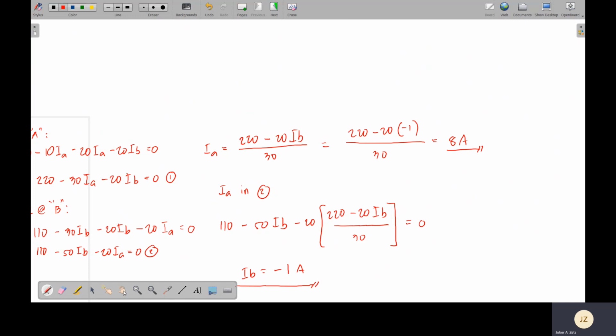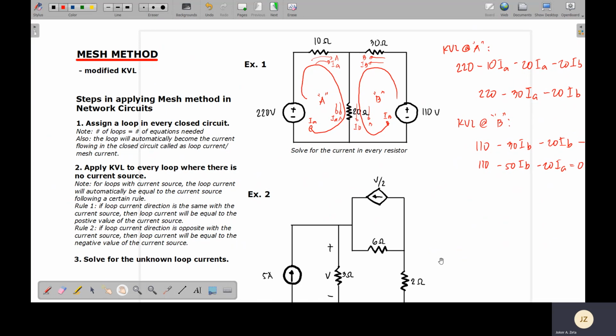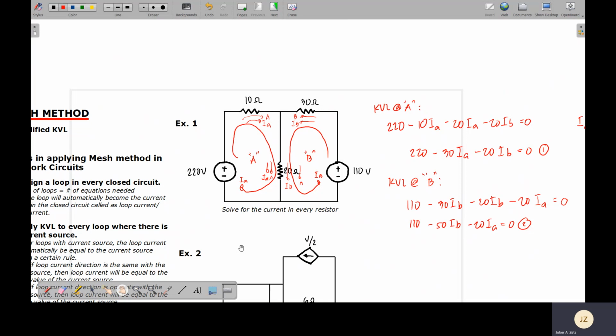So we're now finished with the steps. But there's a but. The question for example number 1 is not just to solve for the unknown loop currents. For example number 1, the real question is to solve for the current in every resistor. That is the real question. So if we're going to solve for the current in every resistor, we have to find out first what the currents flowing on each resistor are.